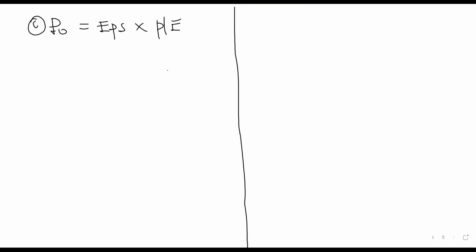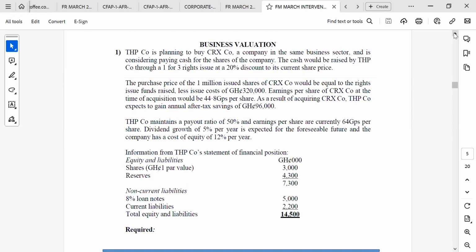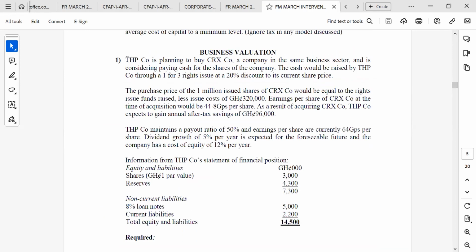Let's now look at this question. The two companies are in the same business sector. You can see that the THP co is having a market value. So it means that they are listed. But since they are in the same industry with the CRX co, it means that we can now find the price earning ratio of the THP, which is a listed company, to now use their price earning ratio to value the equity shares of the unlisted company, which is the CRX co.